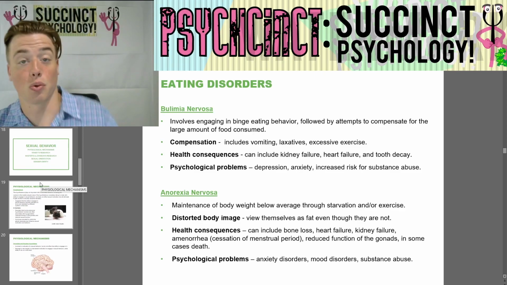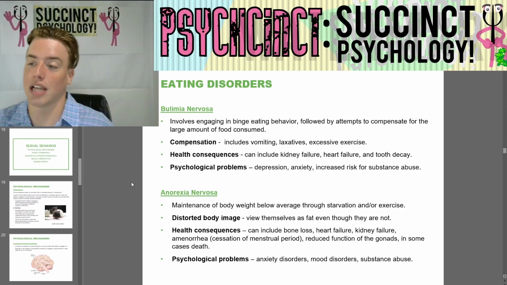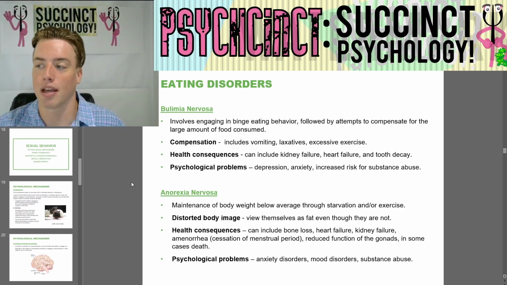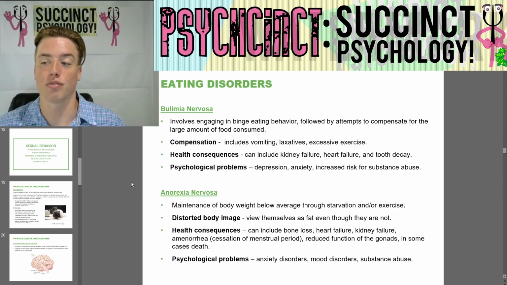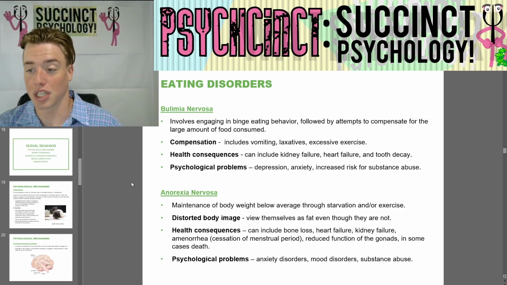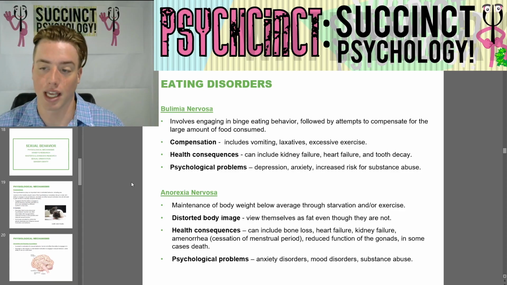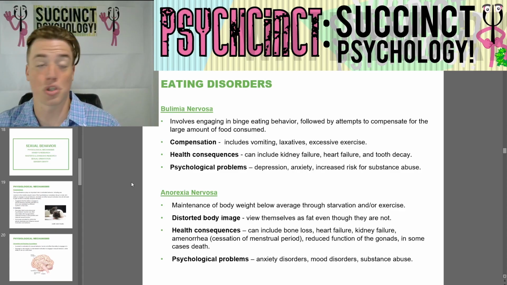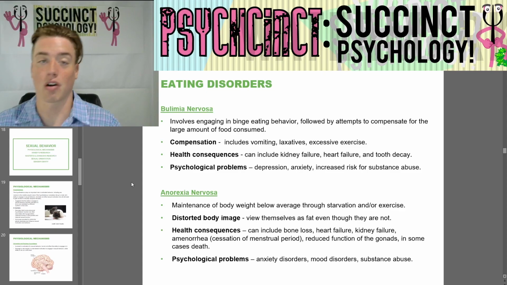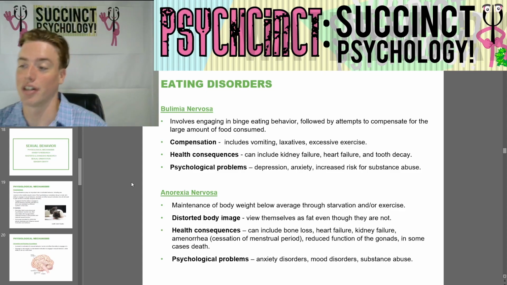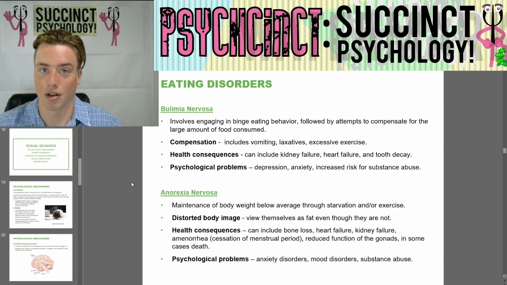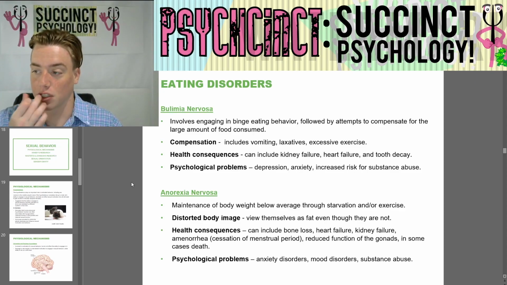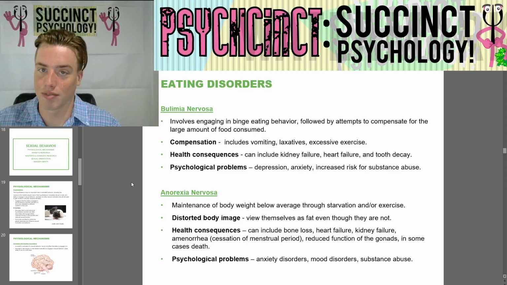Next, we have eating disorders. Now, bulimia nervosa involves engaging in binge eating behavior followed by attempts to compensate for the large amount of food consumed. Now, compensation can include vomiting, laxatives, or excessive exercise, and the health consequences can include kidney failure, heart failure, and tooth decay, since forcing yourself to vomit or using laxatives is very hard on your body. You're not supposed to be doing that after every meal. So it can jack up your kidneys, your heart. If you vomit stomach acid, it's decaying your teeth. Really not good for you.